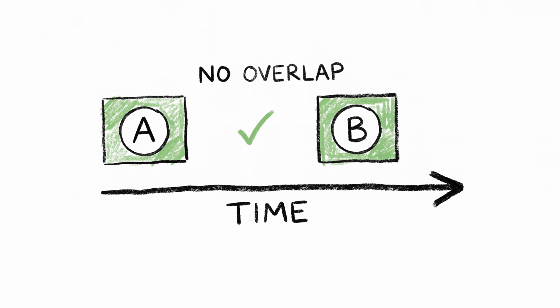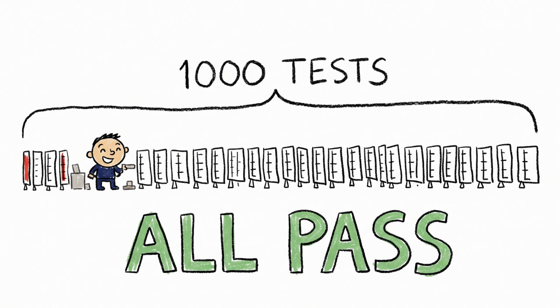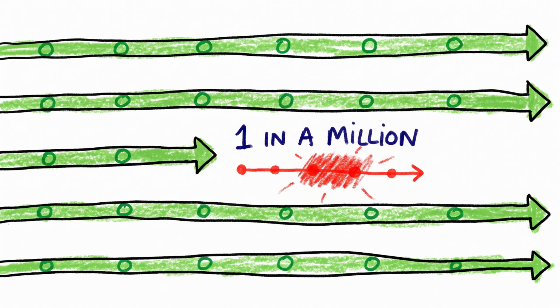Usually, one finishes before the other starts. The collision only happens in the rare instant their steps line up just so. Run it 1,000 times in a test, and all 1,000 can pass. That 1 in a million overlap is sitting there quietly, waiting for a busy night.